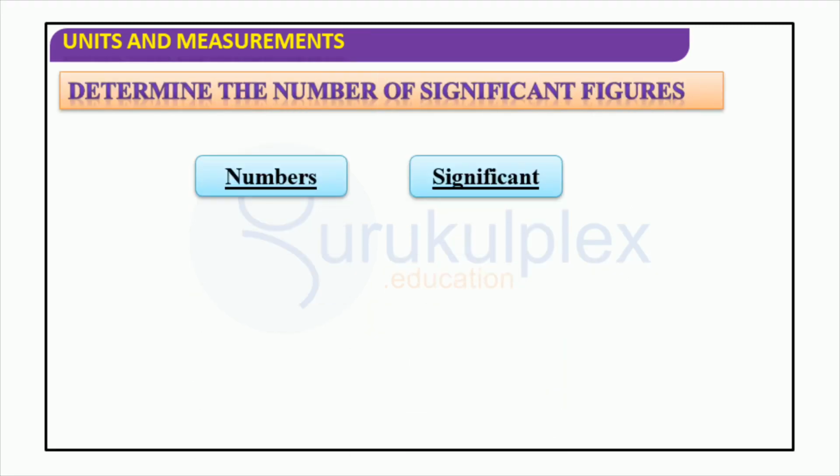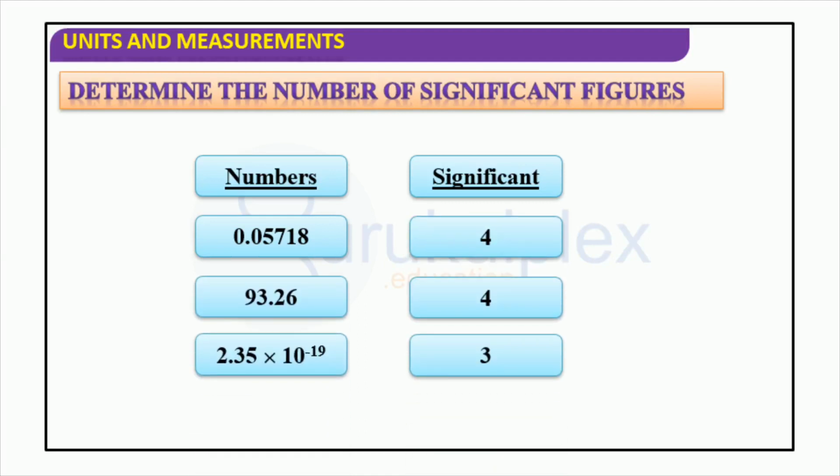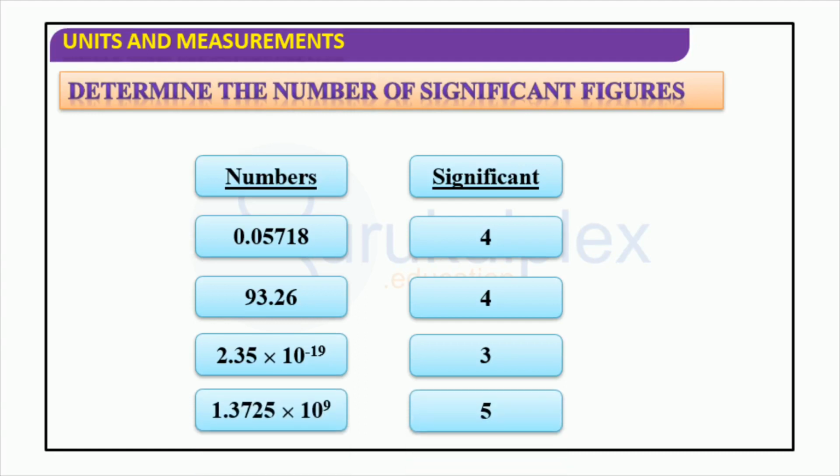Examine the number of significant figures in a set of numbers. Start by counting the digits beginning with the first non-zero digit and ending with the last digit. For example, 0.05718 has 5 significant figures, 93.26 has 4, and 2.35 has 3.